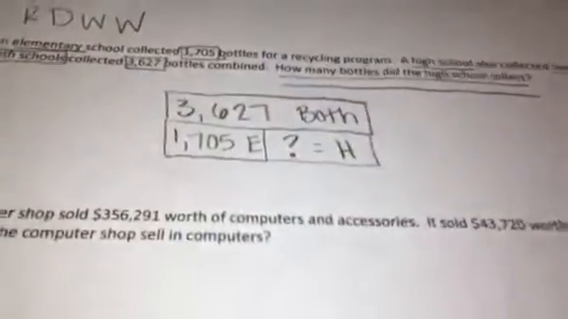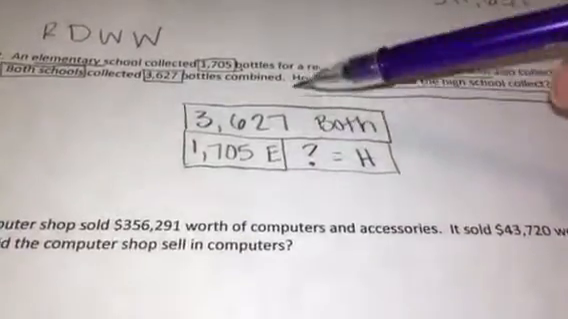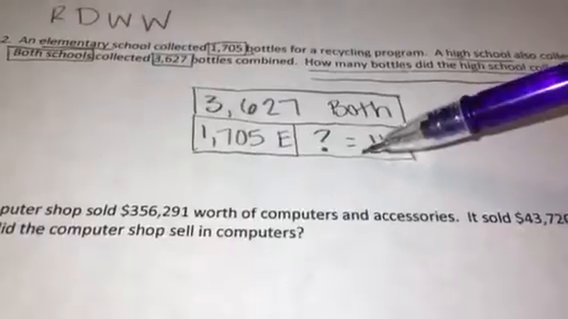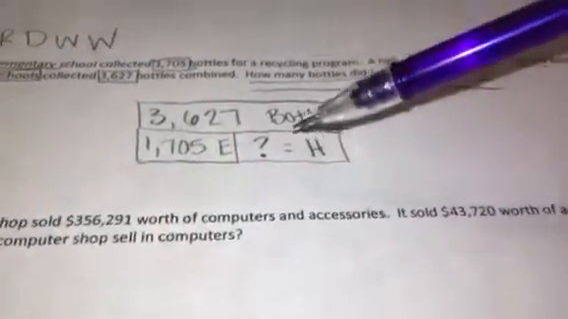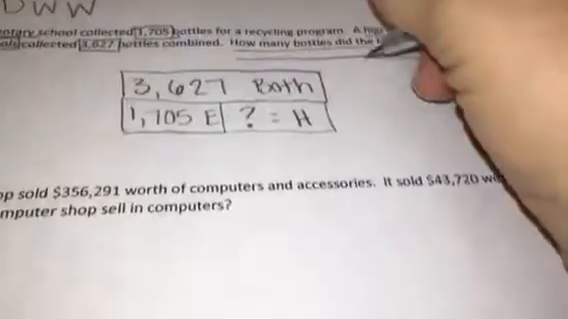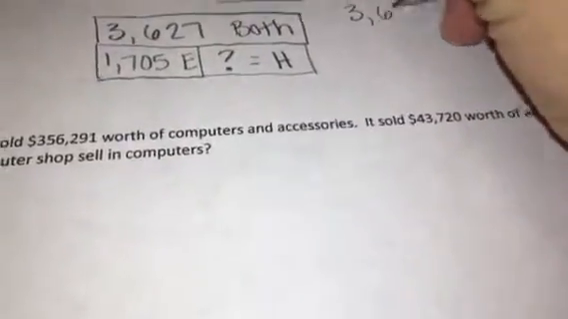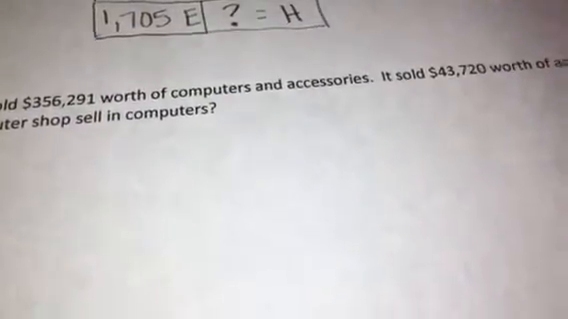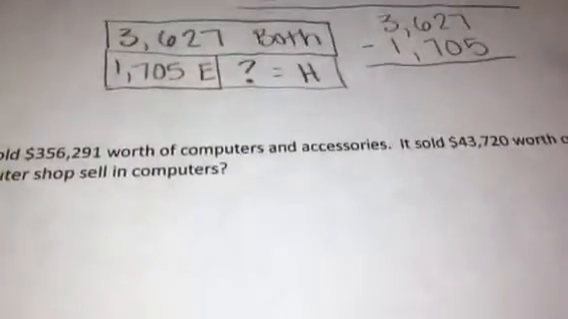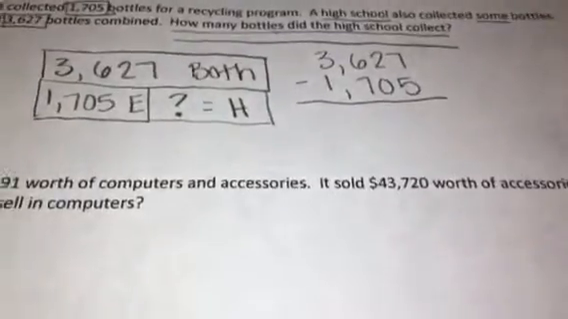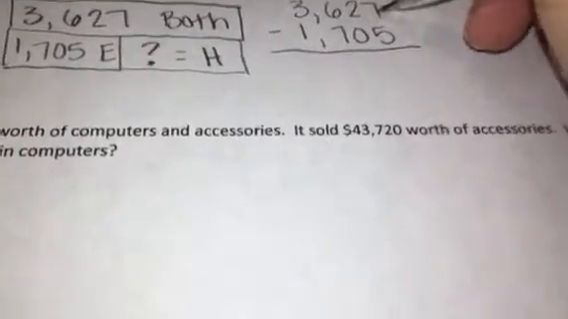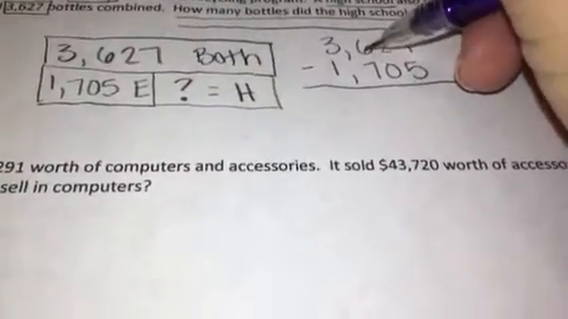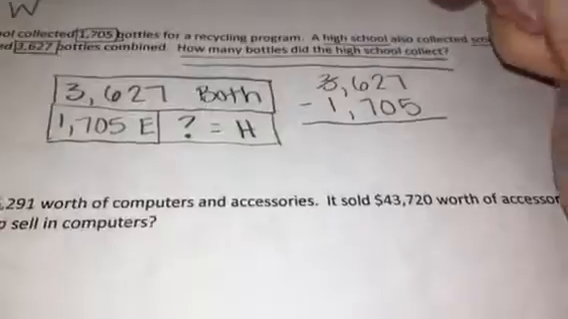So what do you think we're going to have to do now to solve for high school? If we have our whole, we have our part, we're going to have to solve for our other part, which means we're going to have to subtract. So we're going to take 3,627 minus 1,705. And then we need to check and make sure we can subtract from each. Can we take 5 from 7? Yes. Can we take 0 from 2? Yes. Can we take 7 from 6? No. So we're going to have to borrow from our thousands place.